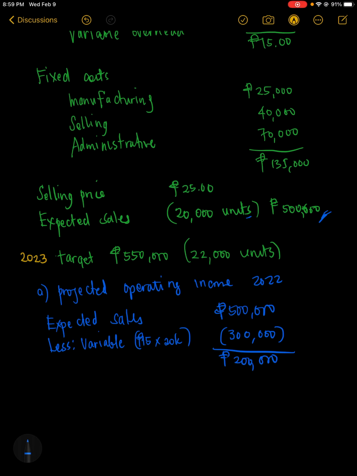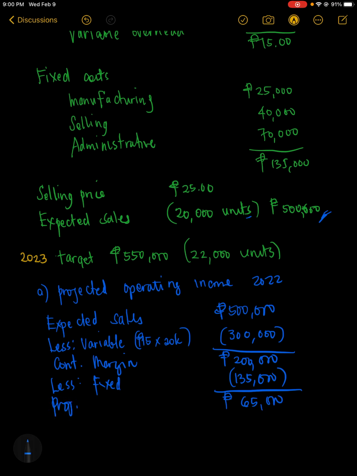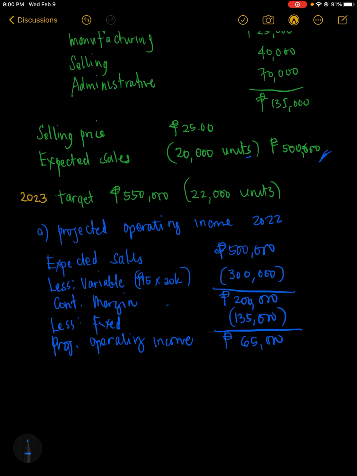So the 200,000 is the contribution margin. And then of course, ibabawas pa rin natin yung ating fixed cost. Ang fixed cost naman natin, based on the problem, that is 135,000. So, 200,000 minus 135,000, it will give us 65,000. And the 65,000 is the projected operating income for the year 2022. Okay, so that's the answer for letter A.